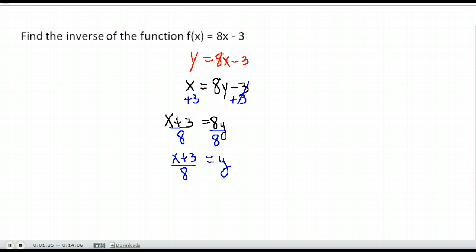We typically write the inverse as f negative 1 of x. That's our inverse of x. So our inverse of x is x plus 3 over 8.